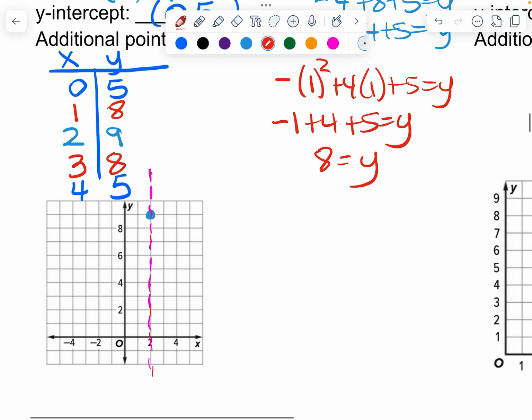So now I'm going to plot these points, 1, 8 and 3, 8. Then I'm going to do 0, 5 and 4, 5. And there we have it.